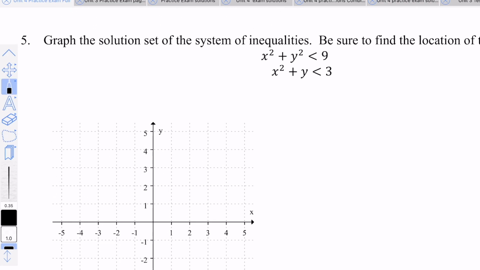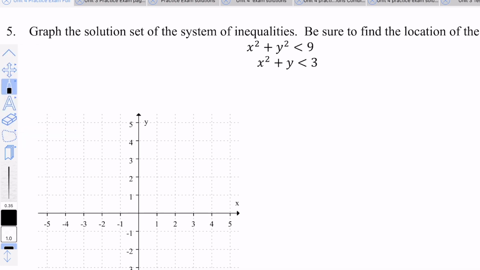Okay, question 5 is from section 5.5, linear systems, or not linear, these could be nonlinear. This is a parabola, this is a circle. So these are systems of inequalities. Inequalities means a couple of things to be mindful of. Remember to shade, and then remember to determine if the line is solid or dotted.